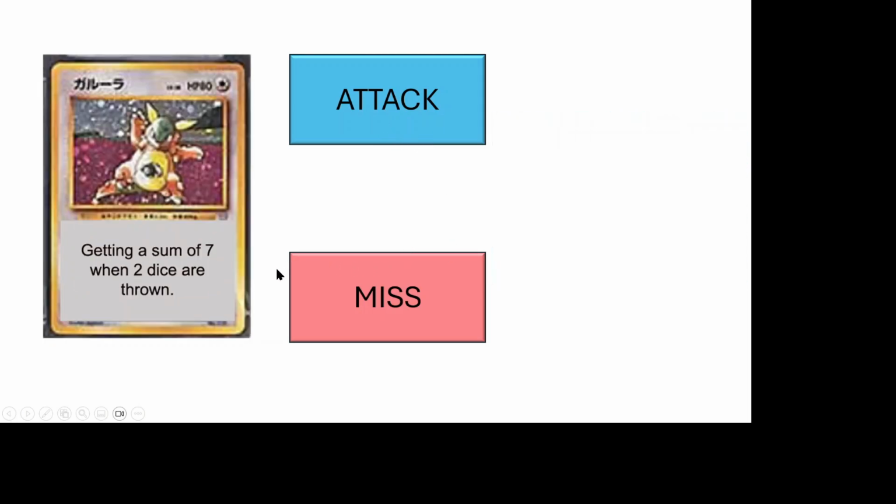Next, getting a sum of 7 when two dice are thrown. Again, we already encountered this in the examples. We have 1 and 6, 2 and 5, 3 and 4, 4 and 3, 5 and 2, and 6 and 1. So there are 6 possibilities or 6 favorable outcomes. So we will have 6 out of 36 because there are 2 dice that were thrown. So 6 times 6 is 36. And if we simplify this, we will end up with 1 over 6 as our probability.